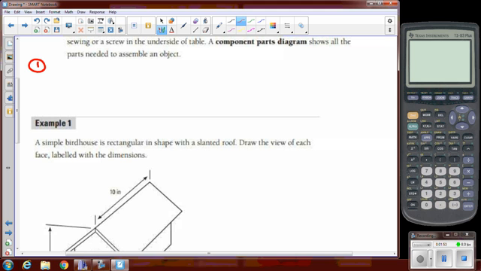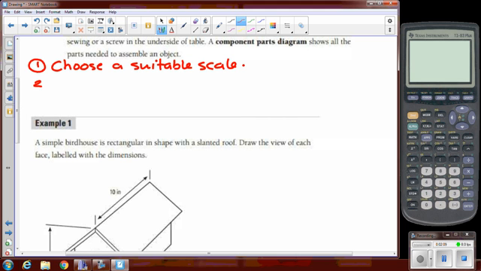The first part is to just choose a suitable scale. Now your scale might be a little different than the person you're sitting beside or you're working with, but as long as your scale makes sense to you and you draw your diagram to that scale, that's good.